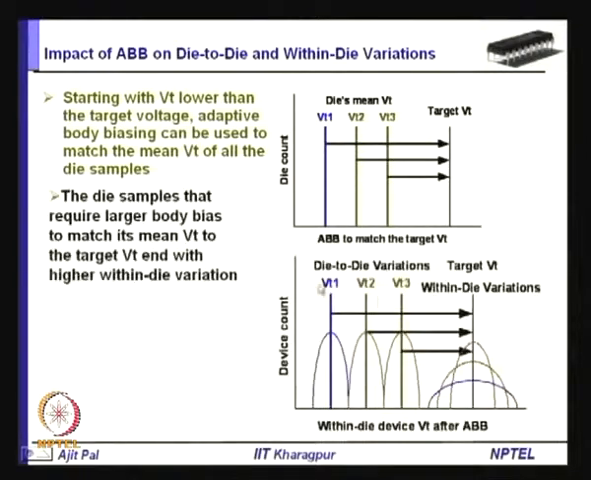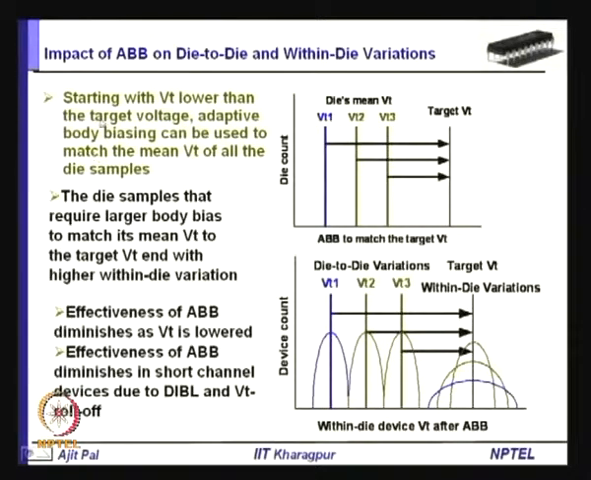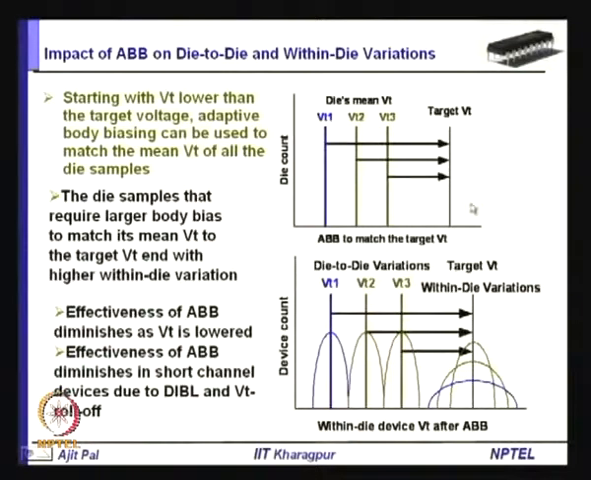So, this shows the impact of adaptive body biasing on die to die and within die variations. Starting with Vt lower than the target voltage, adaptive body bias can be used to match the mean Vt to all the die samples. So, what you can do is start with a die, fabricated in such a way that the threshold voltage will be smaller than the original.